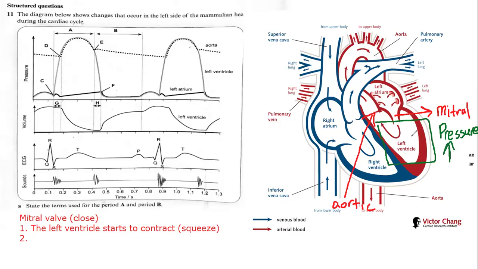Now, will the pressure inside the left ventricle overcome the pressure in the left atrium? Like, will the pressure here be greater than the pressure here, when it starts to squeeze? Yes, it will. That's exactly what causes the mitral valve to shut. So the pressure in the left ventricle is going to increase. Why? Because when you squeeze the left ventricle, the pressure is automatically going to increase.